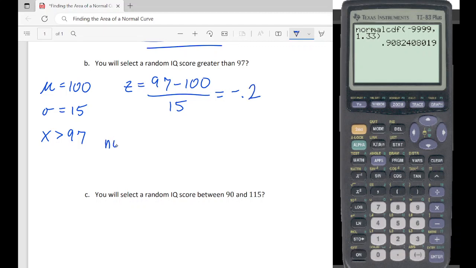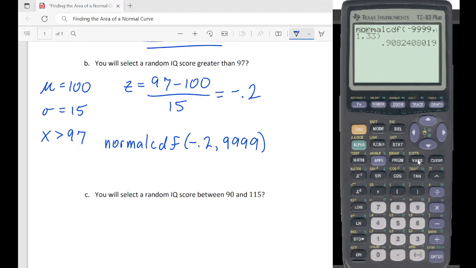So in normal CDF again, we're going to pick our lower and our upper. Our lower in this case is going to be negative 0.2 because we want it to be greater than, so it's going to the right forever. So our lower is negative 0.2, and since it's going to the right forever, we're just going to pick a large positive number, so 9999.